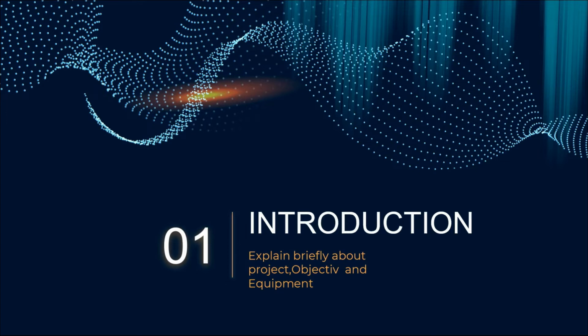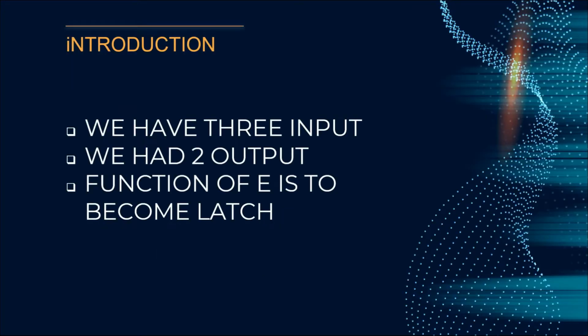Basically, it will explain briefly the project, the objective, and also the equipment that will be used in this project. As we can see, we have three inputs here, which are S, R, and E. S stands for set, R stands for reset, and E stands for enable. And then we have two outputs, Q and Q bar.